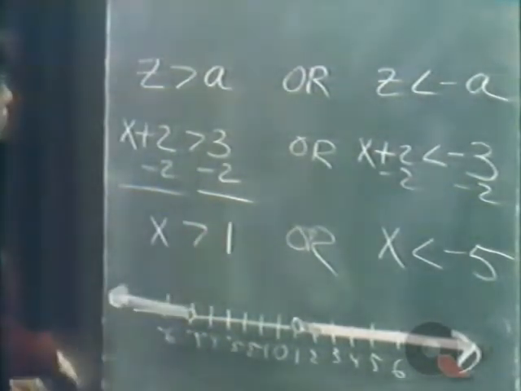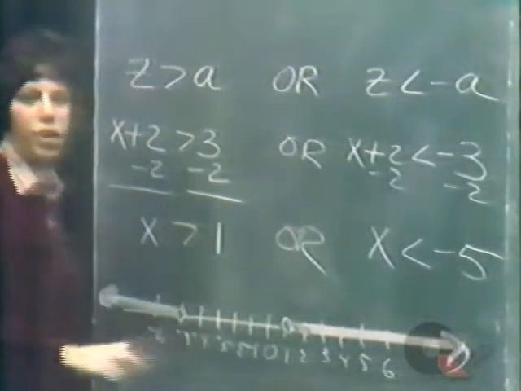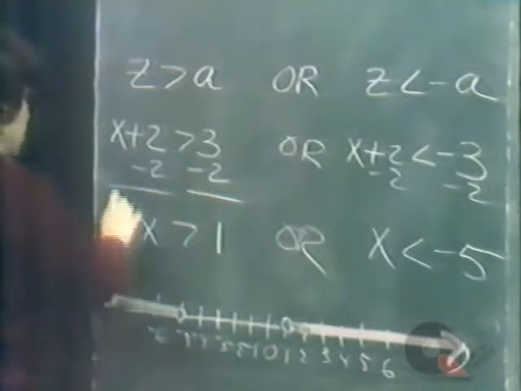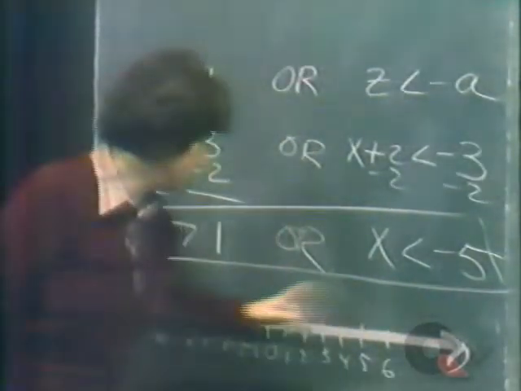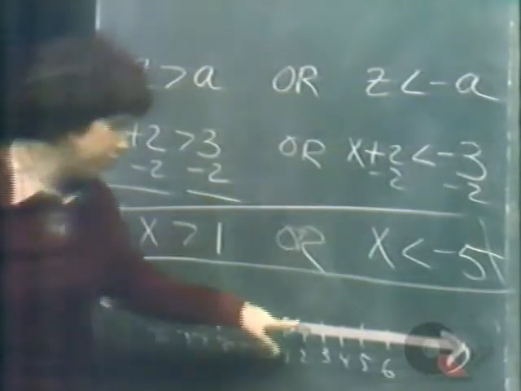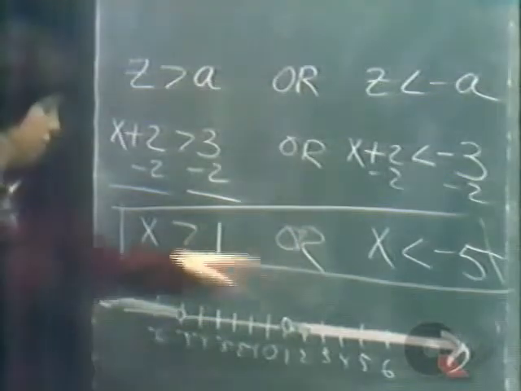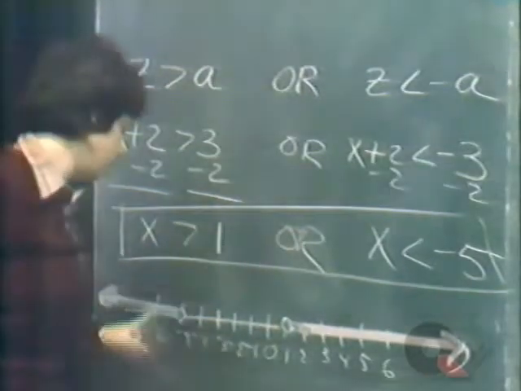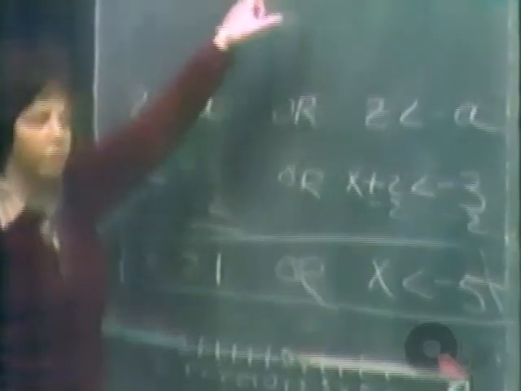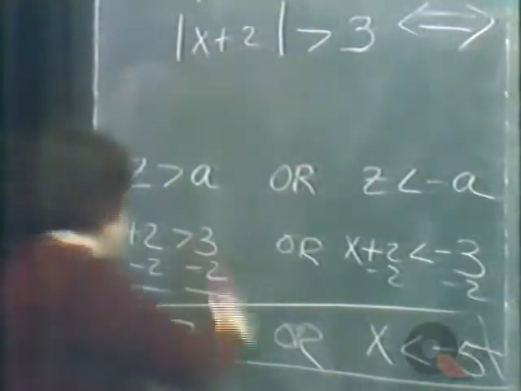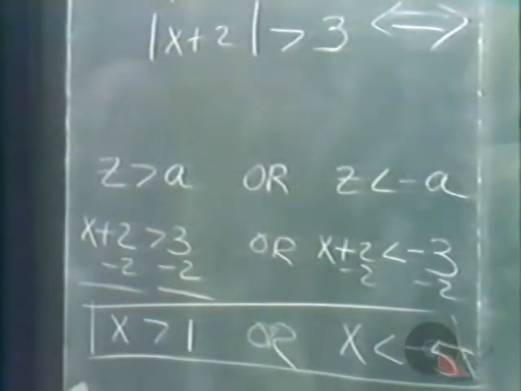Okay, notice that the answer to this kind of inequality, when you graph it, you get the two ends of the number line. X is greater than 1, strictly greater than 1. If it was greater than or equal, this would be filled in, or less than minus 5 on either end. You wouldn't be between minus 5 and 1. Those values would have the absolute value less than 3 when you substitute into the inequality up there.